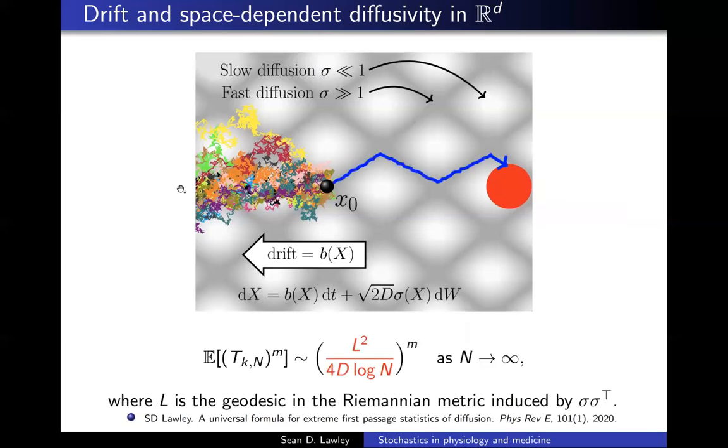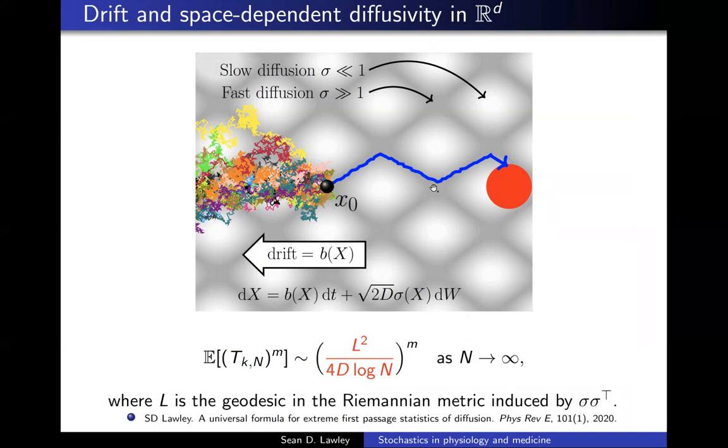The theorem says that the fastest first passage time has this nth moment behavior, L squared over 4d log n, that same formula we've already seen, what I'm sort of calling a universal formula. But now, what's L? L is the geodesic distance in the Riemannian metric induced by the diffusivity matrix sigma transpose.